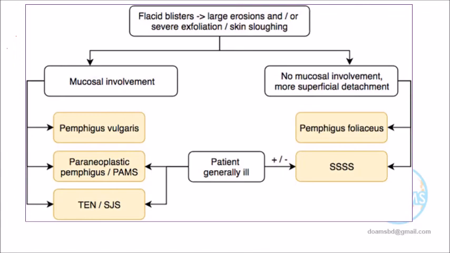But primarily, initially, a bullous lesion means pemphigus or pemphigoid. This is the first thing. But we should not forget about Stevens-Johnson syndrome. Okay. Now you can see pemphigus in the two columns.